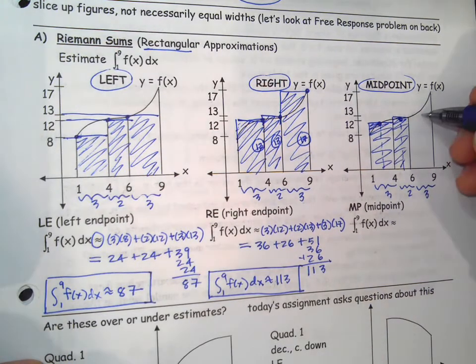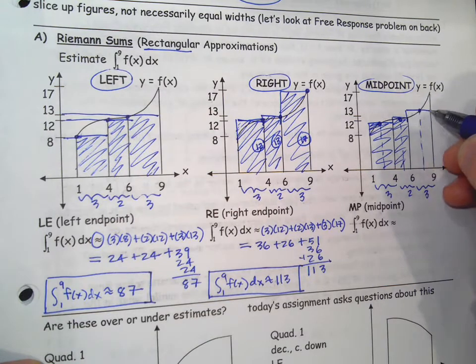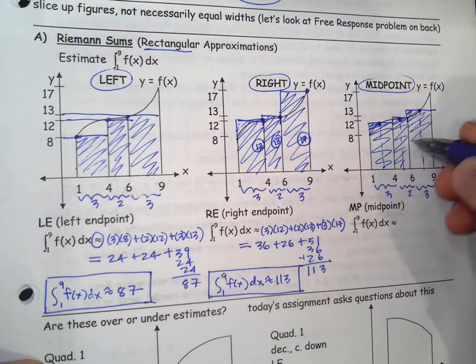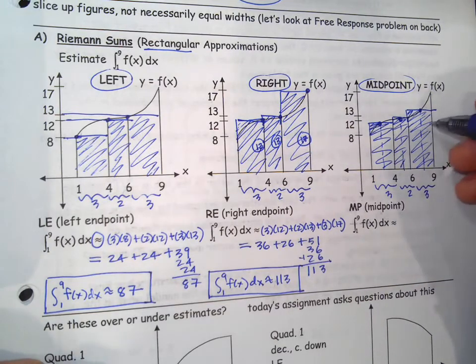So I'm taking the halfway point in between the left and right edges and saying, let's use that height of the function. Now, what you might notice is like you get a little over and a little under error. So this one seems better than these other ones, right? This one's probably closer to the actual value.